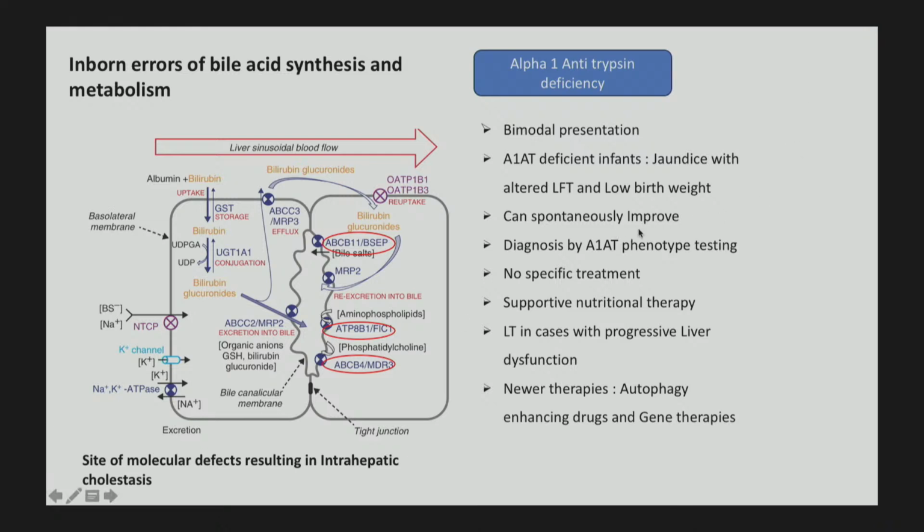Some patients can spontaneously improve, and diagnosis is done by phenotype testing. Although there is no specific treatment so far, management is mainly supportive nutritional therapy for all the vitamin deficiencies, and liver transplantation can be indicated in cases of progressive liver dysfunction. However, newer therapies are coming up, where genetic therapies and autophagy-enhancing drugs like carbamazepine are under trials in these conditions.